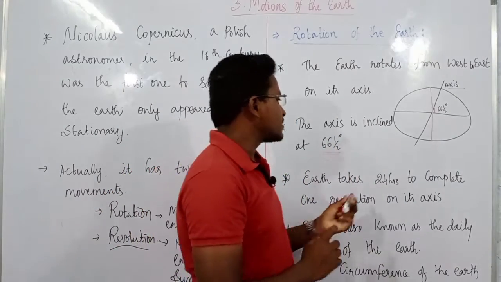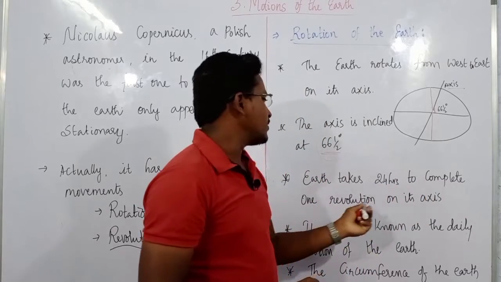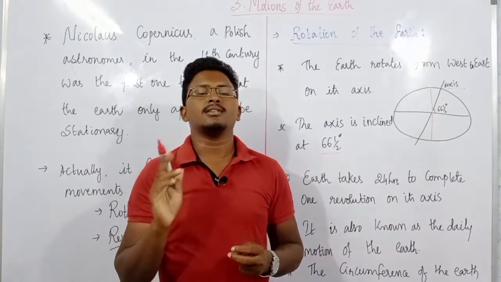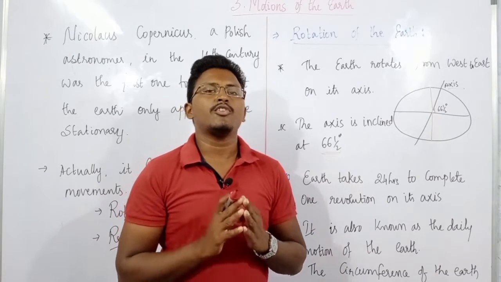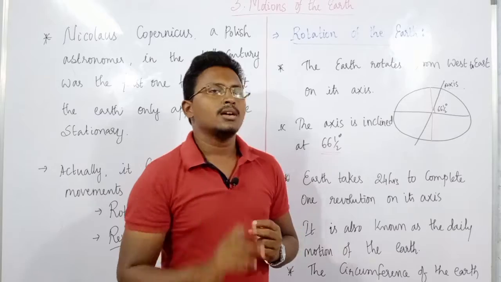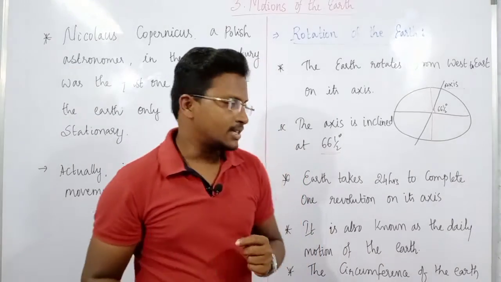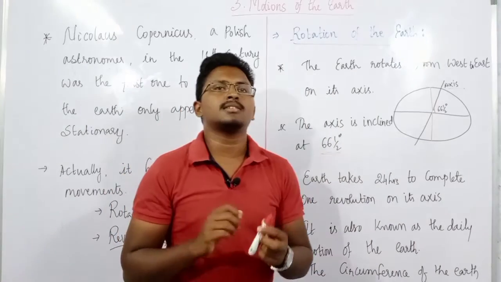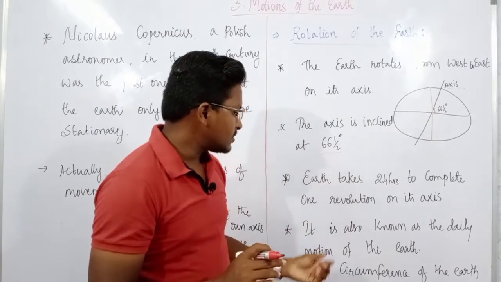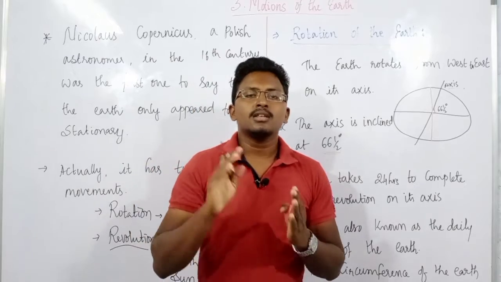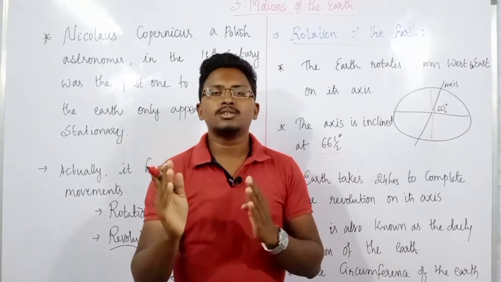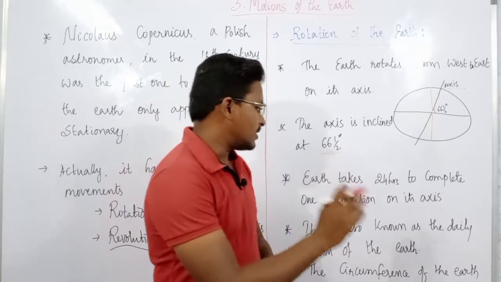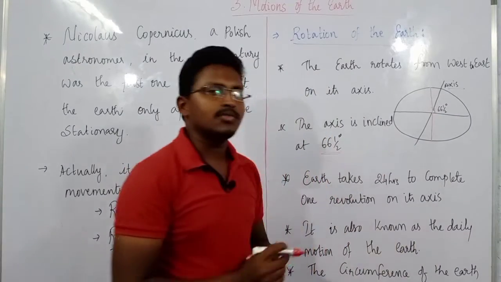And the earth takes 24 hours to complete one rotation on its own axis. That means to rotate on its own axis, the earth takes exactly 24 hours. This is also known as the daily motion of the earth. Why it is known as the daily motion is because it is a continuous process. The earth is continuously moving from west to east and it takes exactly 24 hours. That is the reason we call it the daily motion of the earth.